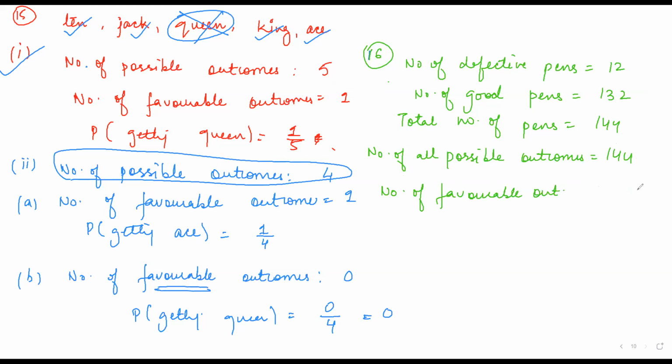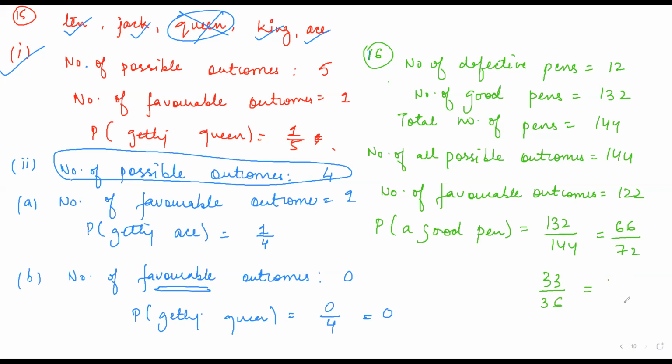So that means probability of a good pen is 132 and total pens are 144. Now you can just simplify this, divide by 2. So you get 66 over 72. Again, you can divide. So 33 over 36, right? Now you can divide by 3. So 11 by 12. This is the probability.